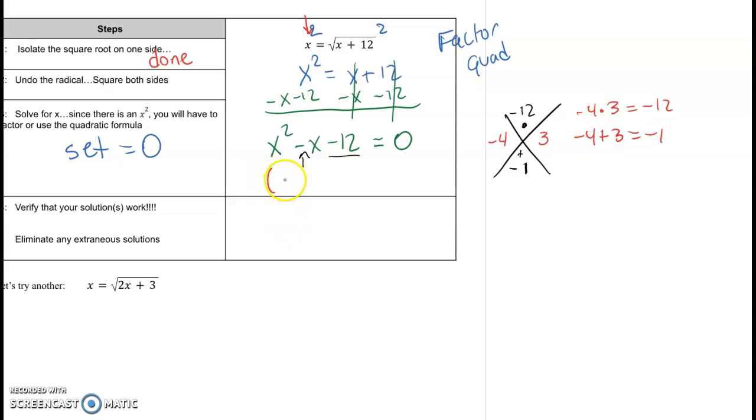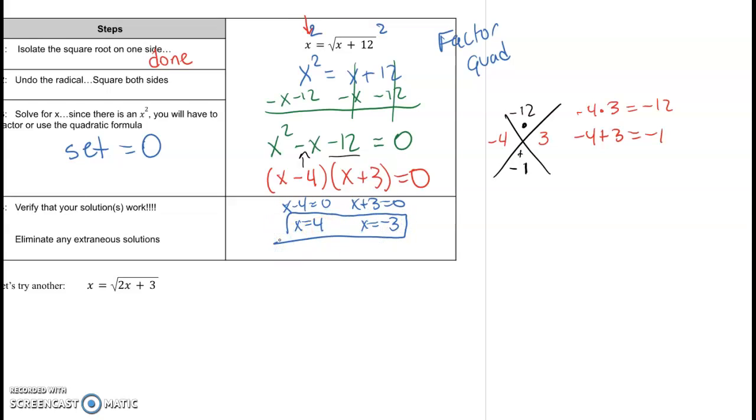And remember that those are the numbers we factor with. Those are not the answers. Remember, we have to take our factors, set them equal to 0, and solve. So we get x equals 4 and x equals -3.